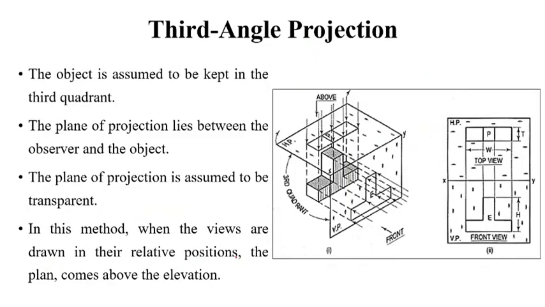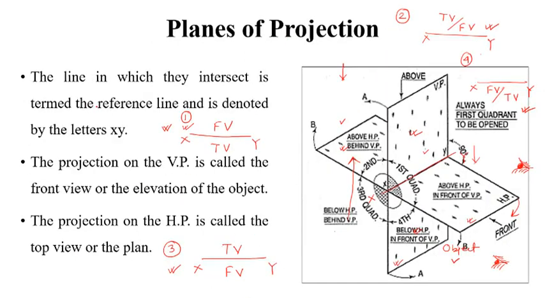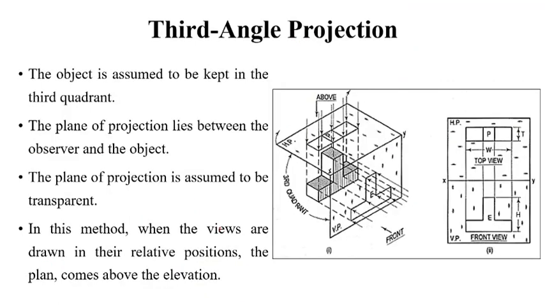Now let us see the third angle projection. In third angle projection, the object is assumed to be kept in the third quadrant. This is the third quadrant. The third quadrant is just the reverse of your first quadrant, so everything will change. The object is now kept in the third quadrant, and we are viewing from this side again.